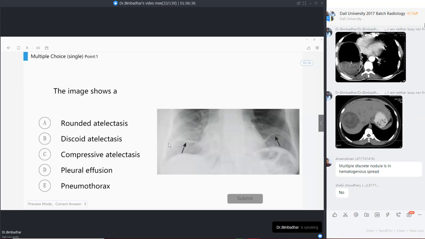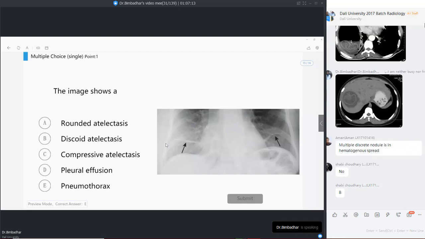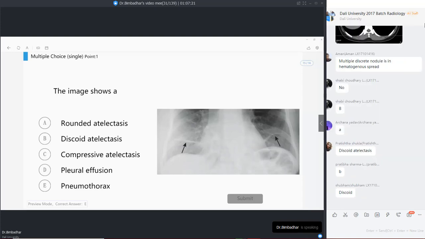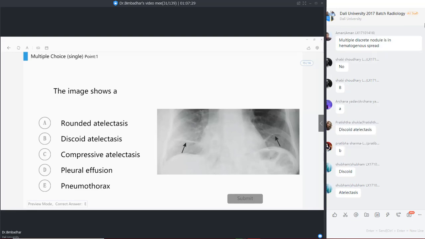All right. This is the question that has been posed wrong here. The answer was not correct, so let me correct this one. The image is showing two transverse parallel densities, like streak-like densities, parallel to the hemidiaphragm. This is a characteristic feature of, tell me, what is the answer to this question? Why does Archana think it is A? Yes, it is atelectasis. All the things I gave you are atelectasis. But which atelectasis?